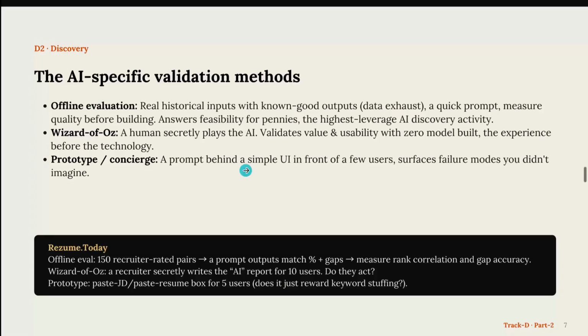So with the Rezume.Today example, we can do something similar. We can do 150 recruiter-rated pairs. A prompt output matches these completely offline. In Wizard of Oz, you secretly write the AI report for 10 users. Do they act on that?